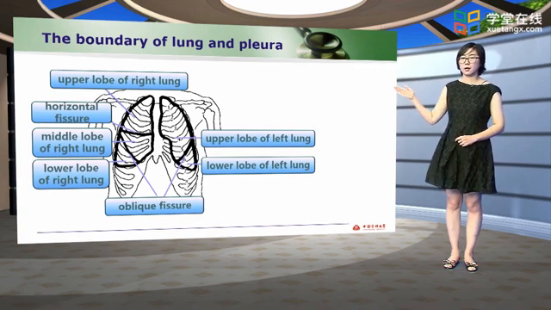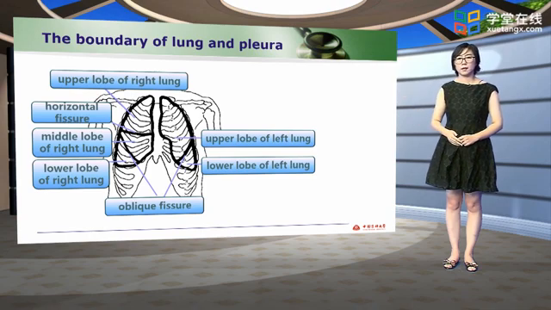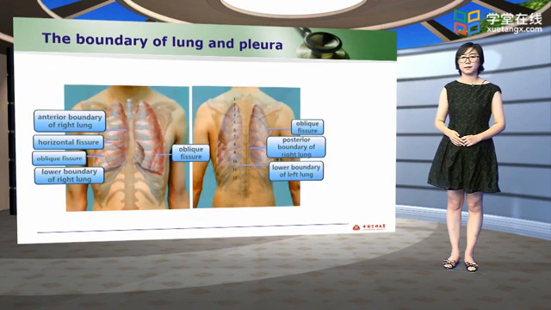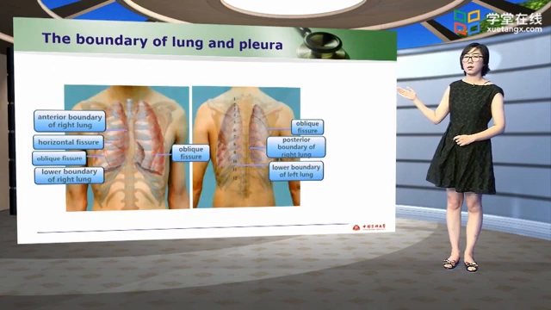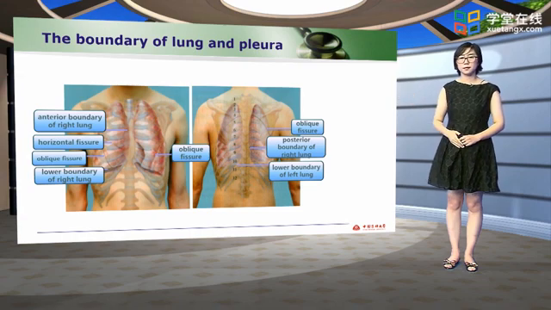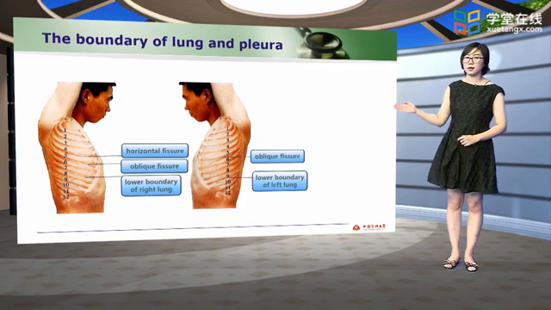Let's see the left lung. Left lung is divided into upper lobe of left lung and lower lobe of left lung. The fissure between the upper lobe and the lower lobe is called oblique fissure. From the picture, we can clearly see the boundary of the lung. And in this picture, we can also clearly see the boundary of the lung in lateral part.